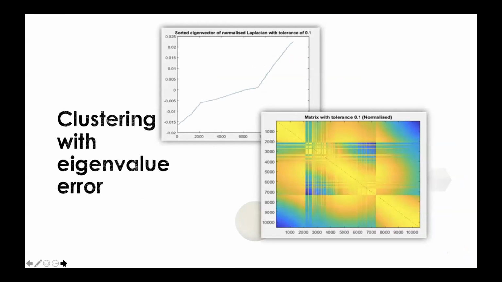Okay, this is another graphical representation of clustering with eigenvalue error. So we've got the tolerance of 0.1. This is quite a bit of error incorporated, and you can see that we're still able to recover both clusters. And next slide, please.